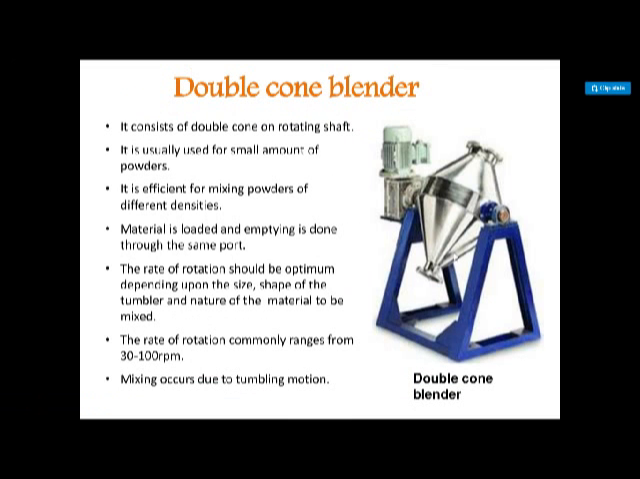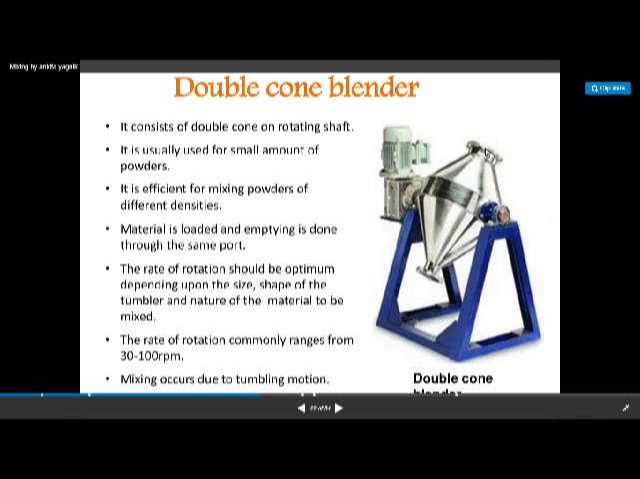So that was the V-shaped V-cone blender. Now this is a double cone blender. See, this is also called the twin cone, or the double cone. It consists of a double cone on a rotating shaft. This is the axis of rotation, right? Here there is a shaft, and with this it rotates.